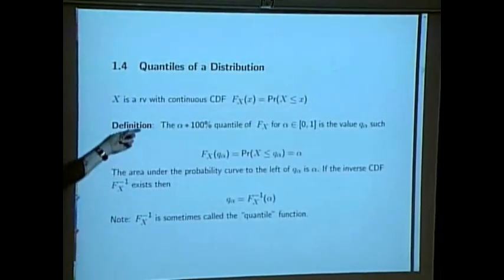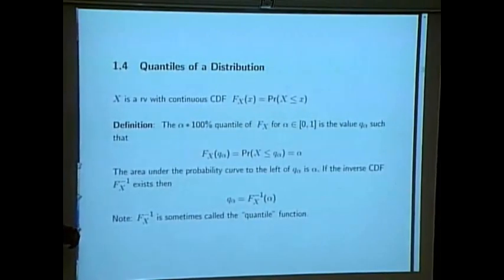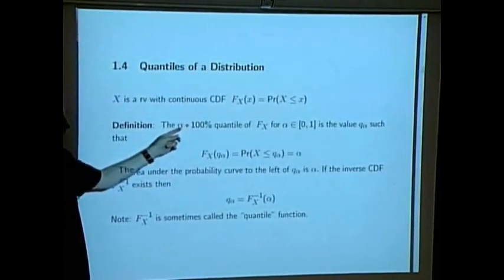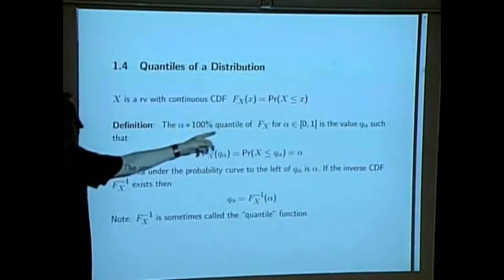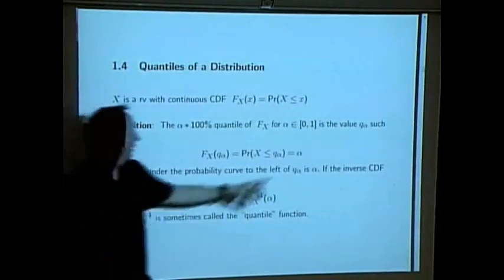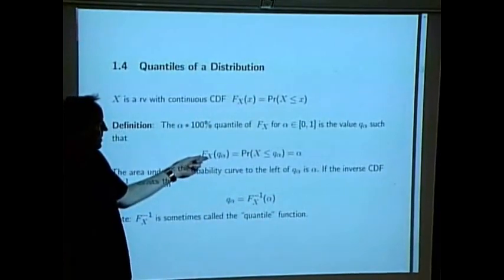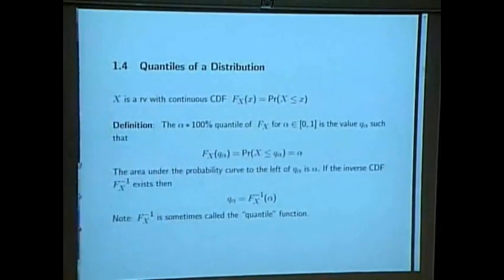All right? So the definition of the quantile of a distribution: we take some probability level alpha, and alpha is some number between 0 and 1. So the alpha times 100% quantile of the distribution is the value Q of alpha such that the CDF evaluated at the quantile is equal to alpha.